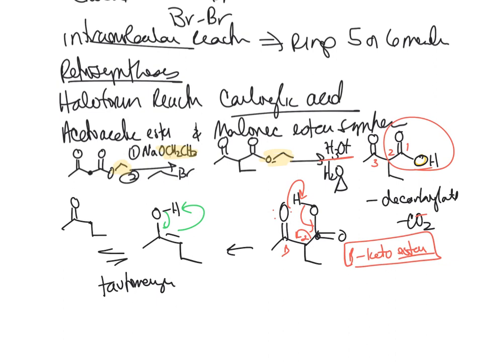So if you look at this, this is 1, 2, 3, 1, 2, 3, and then the R group, 1, 2, added here, and this makes ketones.